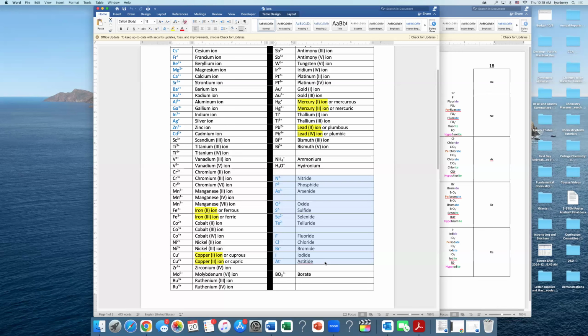Now, starting with, well, technically ammonium and hydronium, and really starting with borate and going on to page 2, you get into your polyatomic ions. And yes, you must know your polyatomic ions. You must have them memorized, or you must know how to get to them, one of the two.